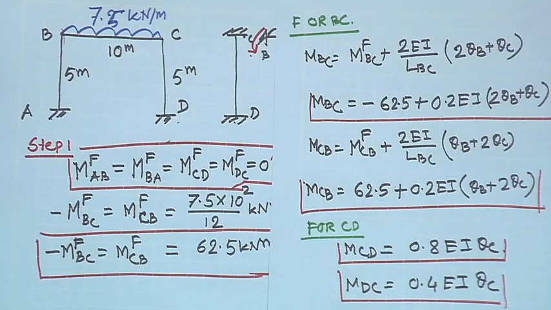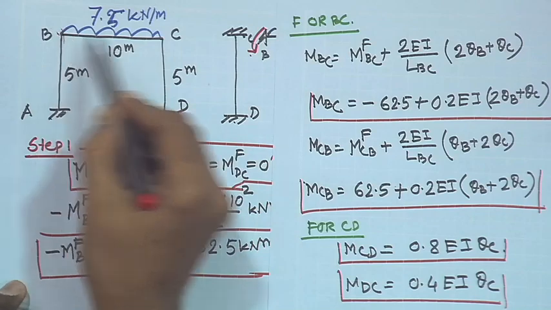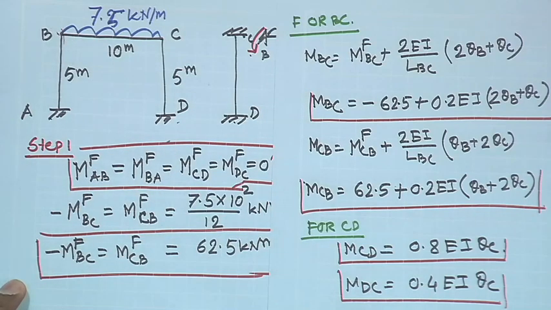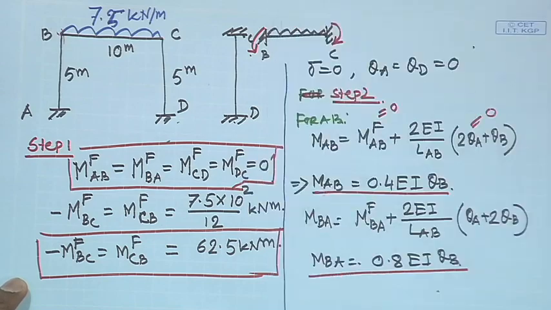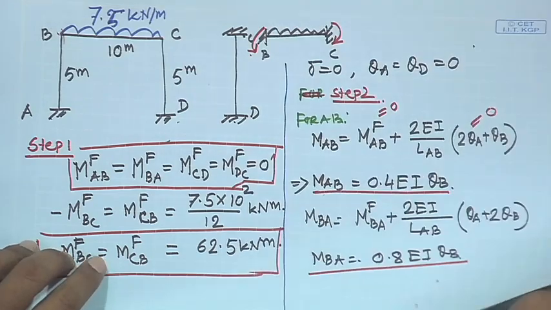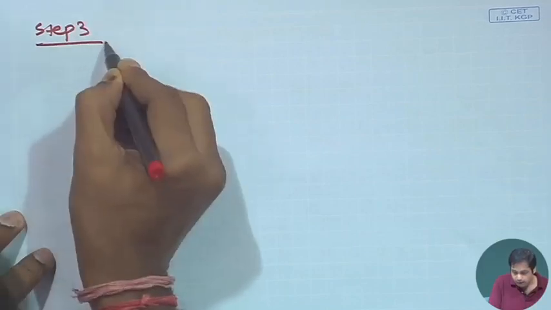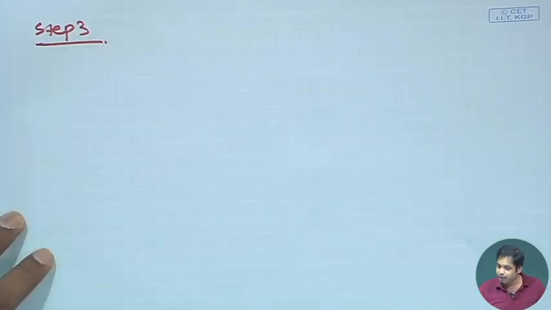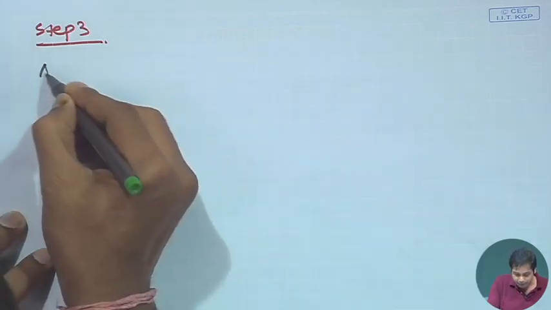Next step is to apply the equilibrium conditions at various joints, equilibrium at A, equilibrium at B, equilibrium at C, and equilibrium at D. Okay. Now, step 3 is equilibrium. Let us apply the equilibrium condition. First at B, you apply equilibrium at B.